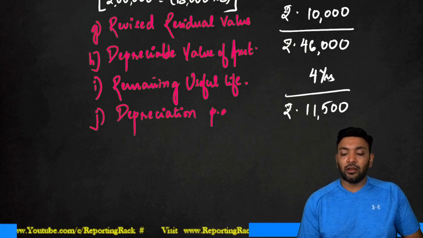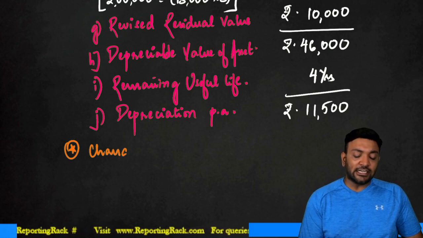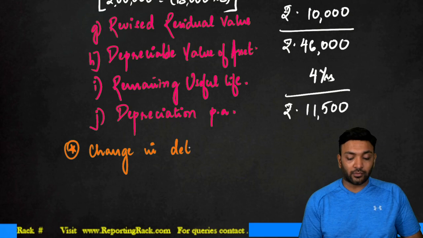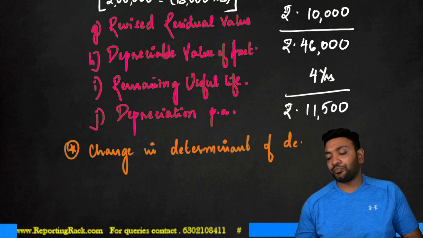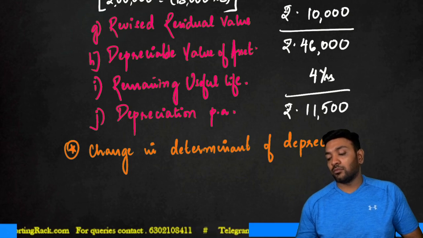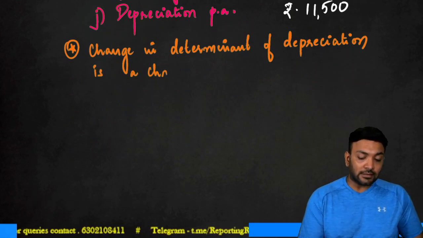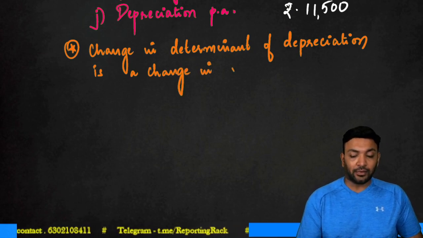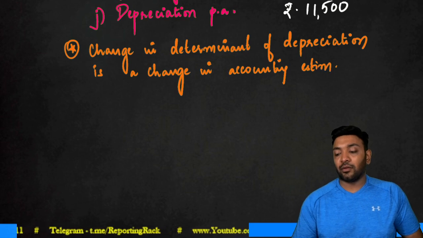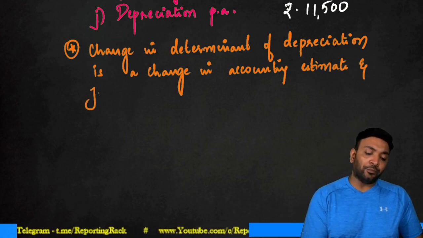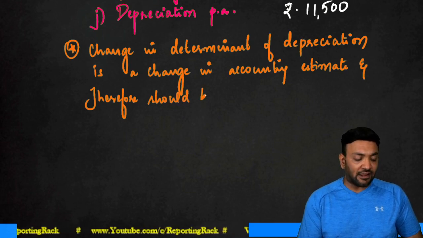This is the depreciation per annum. If you want me to make a statement, I'll say that a change in determinant of depreciation is a change in accounting estimate, and therefore should be given a prospective effect.